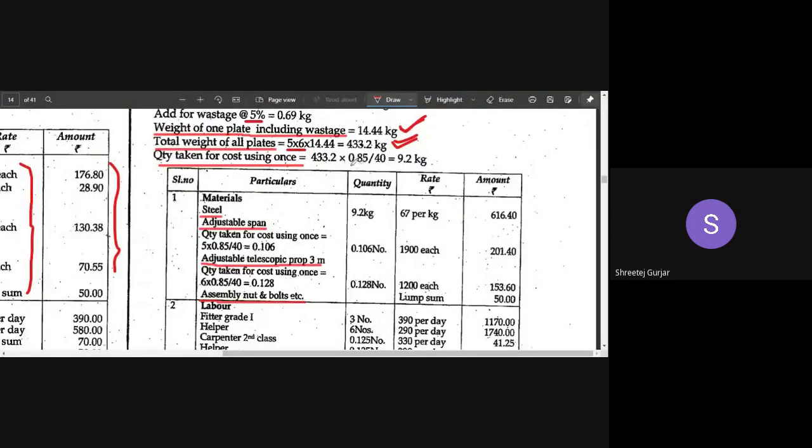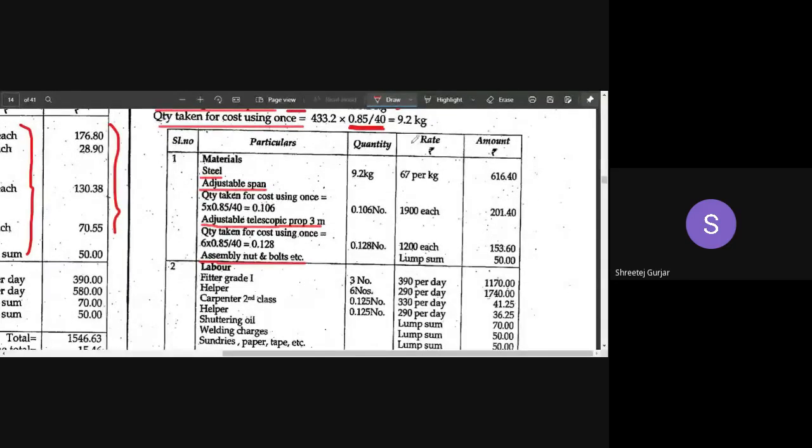Okay, then do not forget to multiply by the constant. Okay. Then steel we have calculated 9.2. We have written over here. Then these particular props we require, right? Props we required for supports. So we are considering 5 number of props. So that is what is written over here.